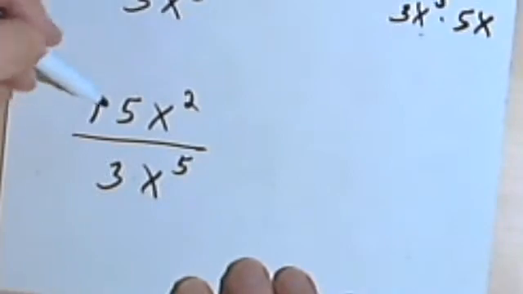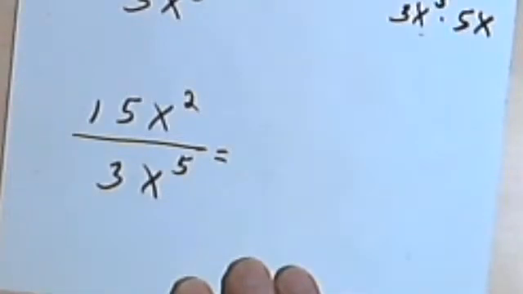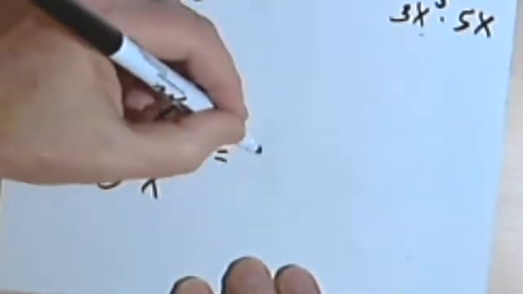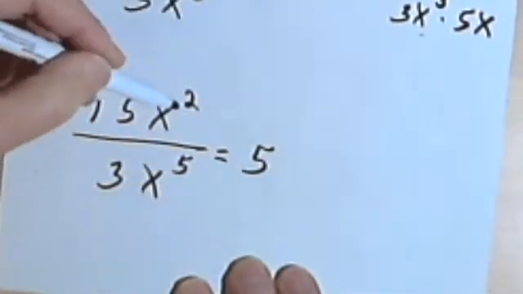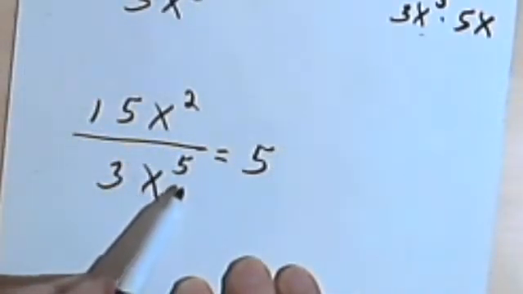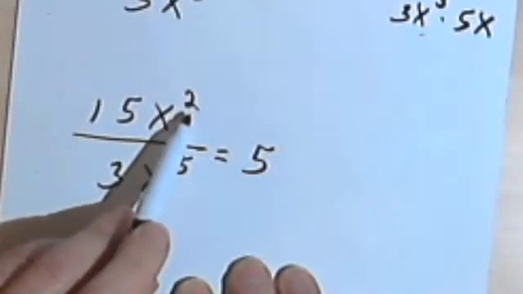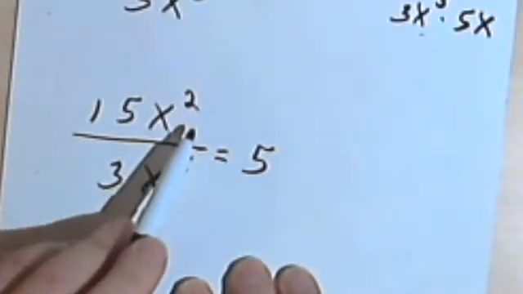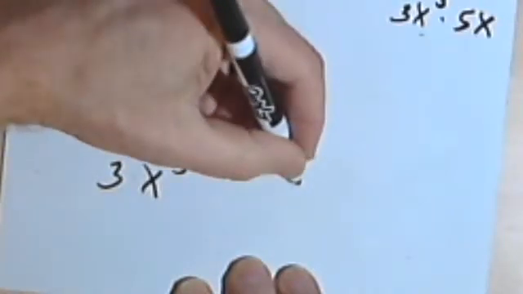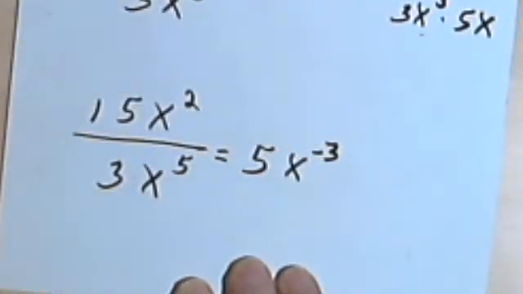Here's another example. In this case, I've got 15x squared over 3x to the fifth. I'm going to do exactly the same process. 15 divided by 3 is 5. And then x squared over x to the fifth, I'm going to take the exponent in the denominator, the 5, subtract that from the exponent in the numerator. So I'll have 2 minus 5, and I'm going to get x to the negative 3. 2 minus 5 is negative 3.